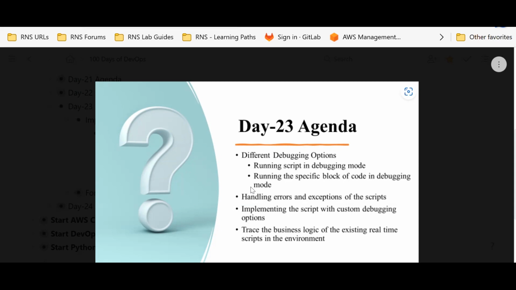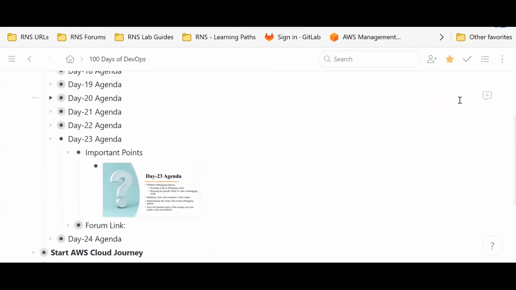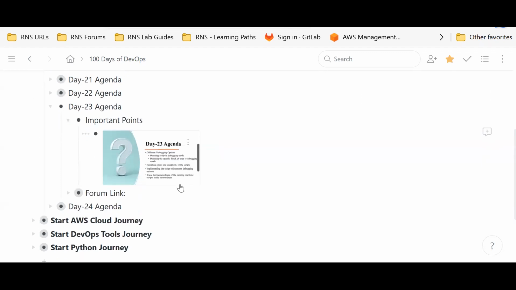This is one of the important concepts for us as a DevOps engineer. Don't think that it is always about writing or implementing scripts; with existing scripts, how do we analyze the business logic, how do we handle the errors, and how do we manage custom debugging options? These are very, very important concepts if you are working on automation approaches with shell scripting. You will get all those details in today's agenda.